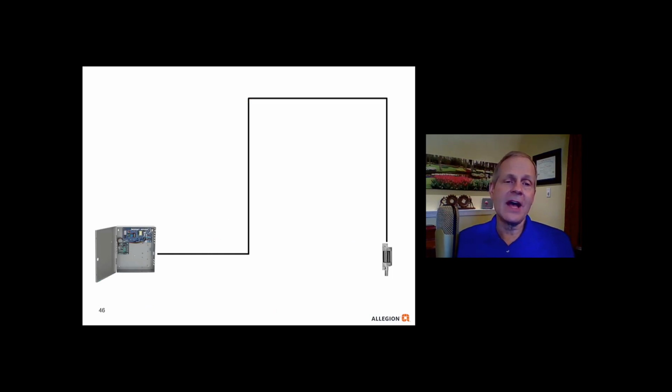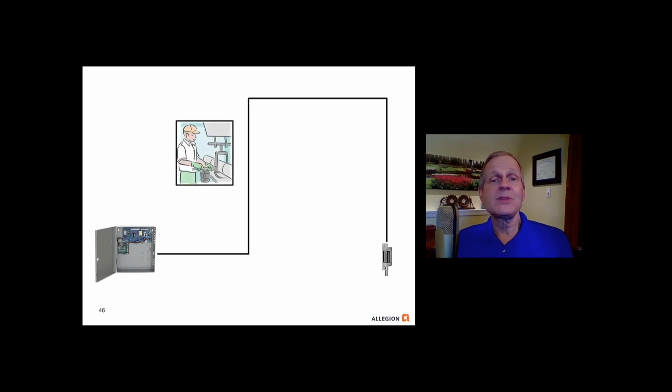So here we can see we've got a power supply on the left-hand side, then an electric strike on the right-hand side, and we've got some machinery between those two devices. So as the signal travels up the conductor, as it gets near that manufacturing equipment, it's going to start to cause interference in the circuit and degrade the signal.